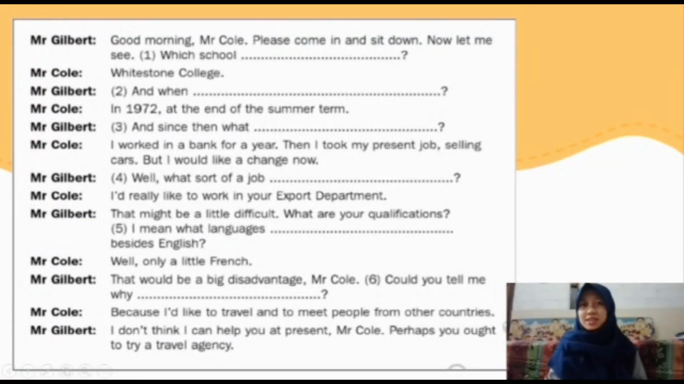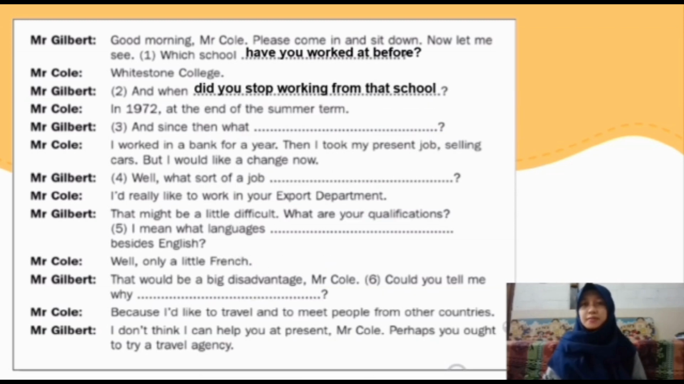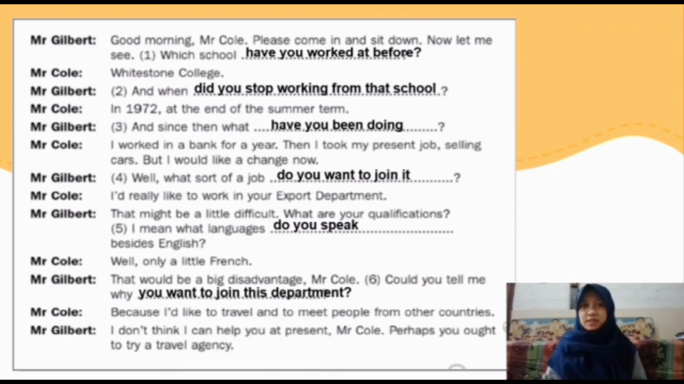Okay, now let's answer the question. For number 1, the answer is, and for number 2, the answer is, and for number 3, the answer is, and for number 4, number 5, and the last one is number 6. Okay, so that is the answer.